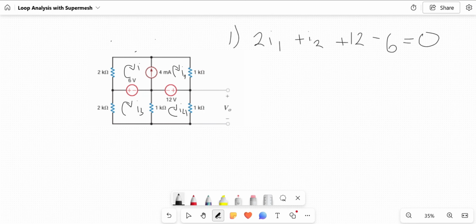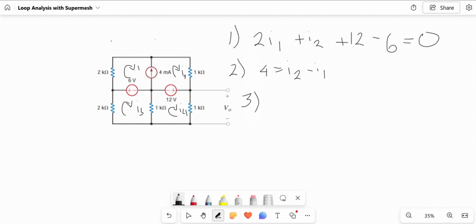Now, our second equation for this, as I said in the steps, is because I1 goes down here, and I2 goes up, according to the loop that we made, or we decided. We need to write the current source in terms of I1 and I2. So 4 milliamps, and since it's going in the same direction as I2, it's I2 minus I1. That's just the equation.